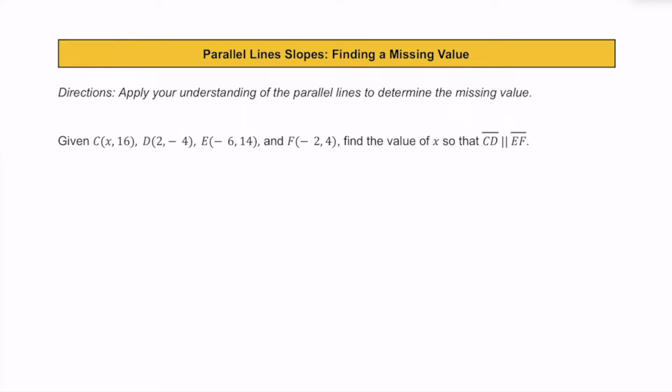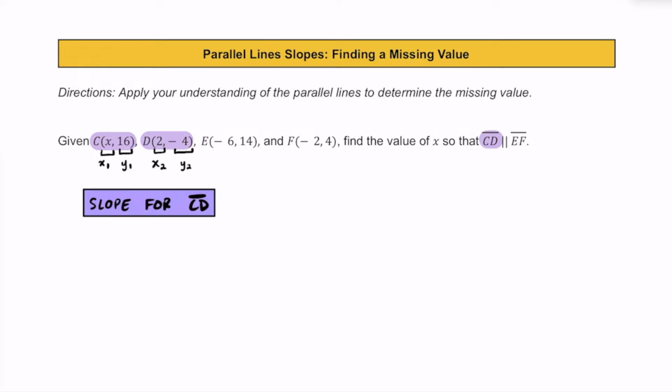Doesn't really matter. So one of these lines is going to be CD. So let's go ahead and pair those two together. And for this line, we can call x x1 and 2 x2, and we can call the 16 y1 and the -4 y2. So let's take this information and write an equation for the slope of CD.